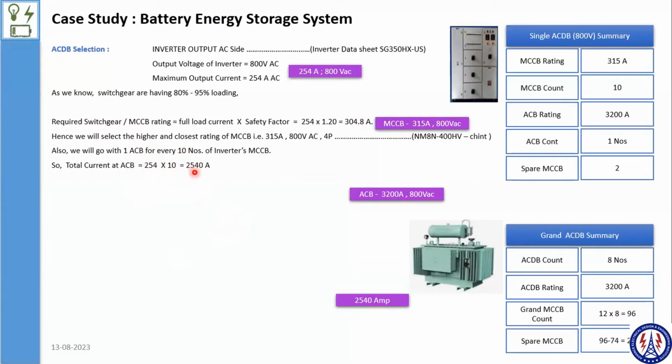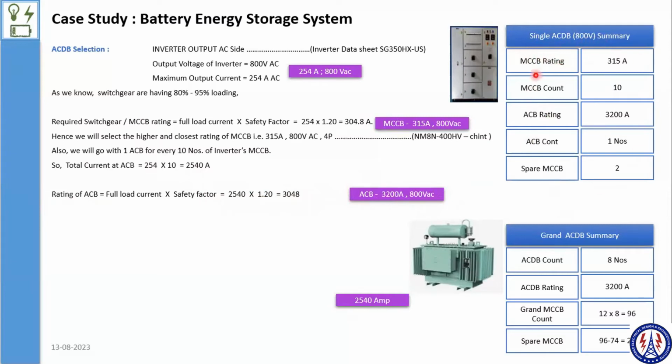this is giving me 2,540 amps. And again, the similar principle, the loading on the ACB won't be more than 80%. The same thing I applied here, 2540 multiplied by 1.20 gives me 3048. So I reach out to the catalog and I find out that at 800 volt AC, 3200 amps of ACB is available, and I selected this. Okay, so this is the single ACDB 800 volt.